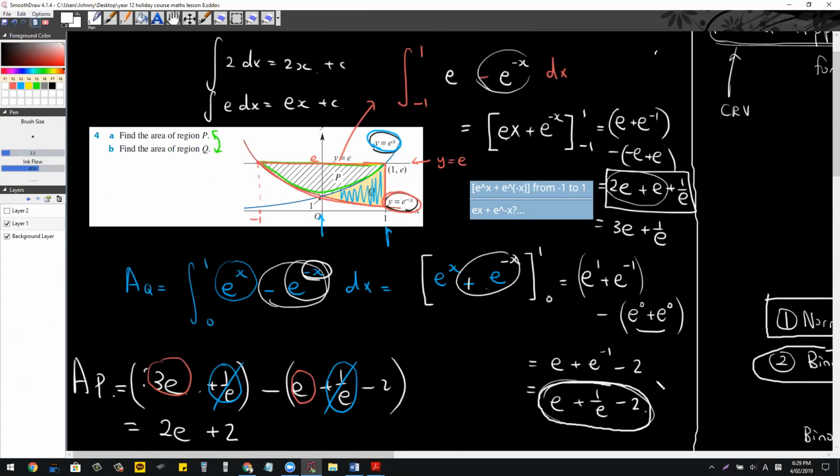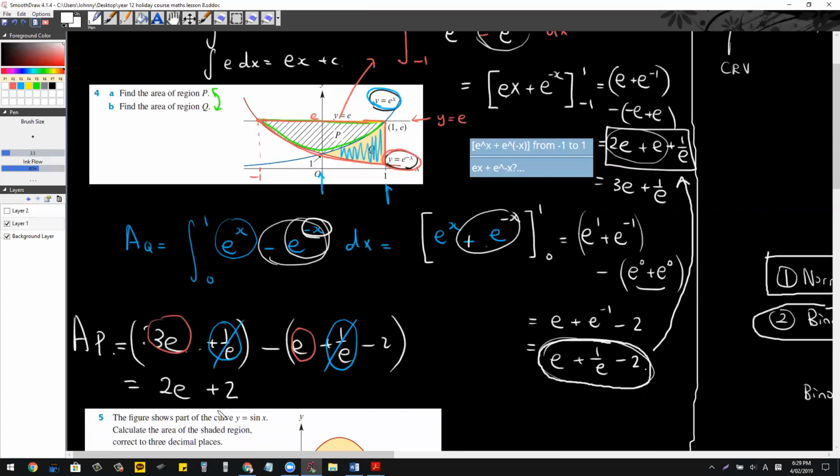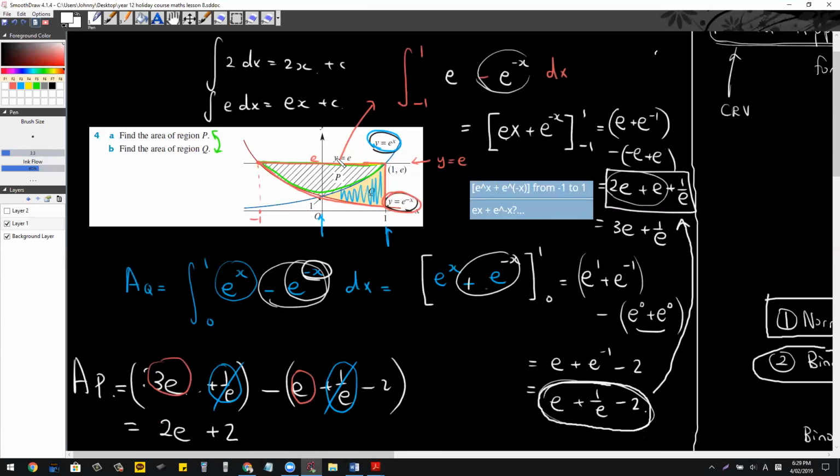So if I subtract this from there, that's gone. Plus 2, 3e minus, that's right, so it must be 2e plus 2. So I'm not sure why this is not canceling out. Let me know if you guys see some discrepancy.